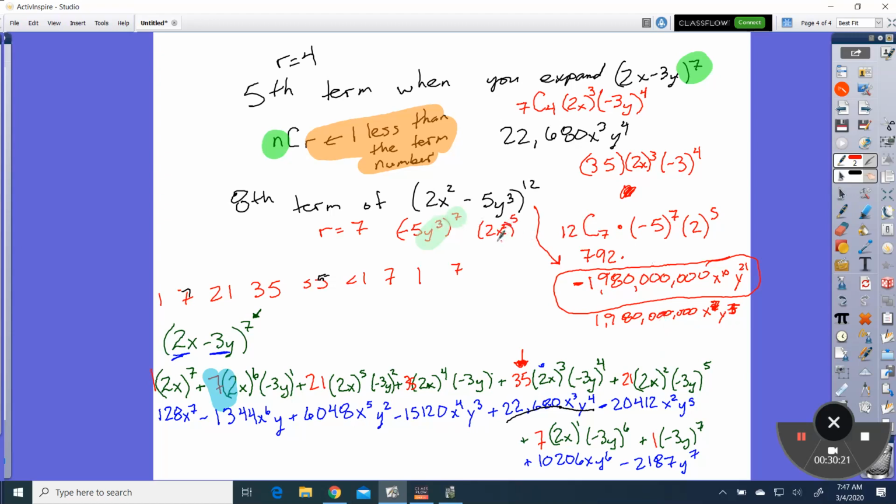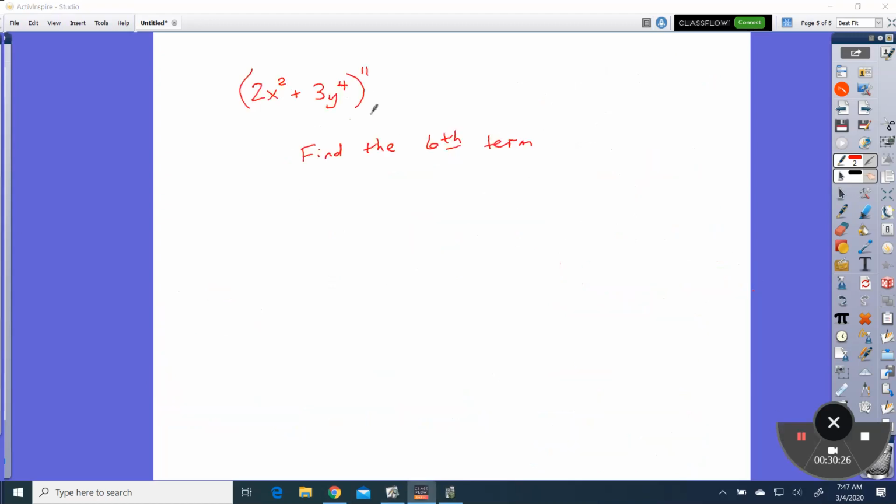You want to do another one of those for practice? See if you can do it. So 2x squared plus 3y to the 4th to the 11th power. Find the 6th term when you expand this thing.